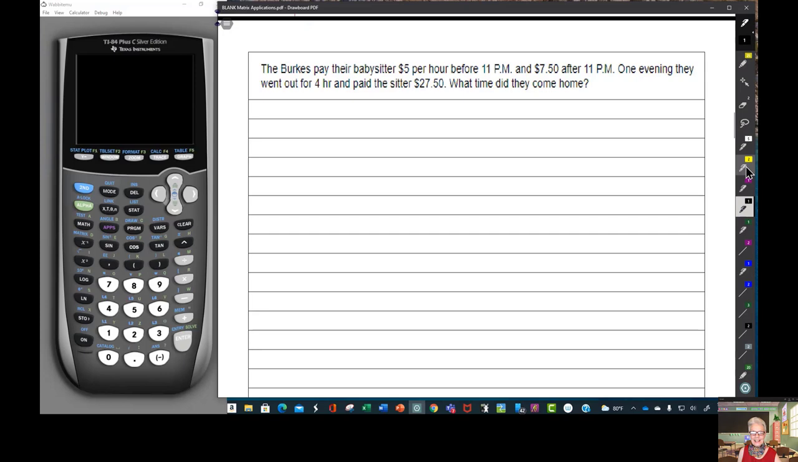Well, cool. We've got to stop and think about this. They were gone for 4 hours. And that time is split up, we can assume, into hours before 11 p.m. and hours after 11 p.m. So if I let X equal the hours before 11 p.m. and Y equal the hours after 11 p.m.